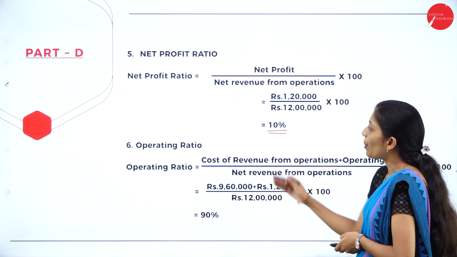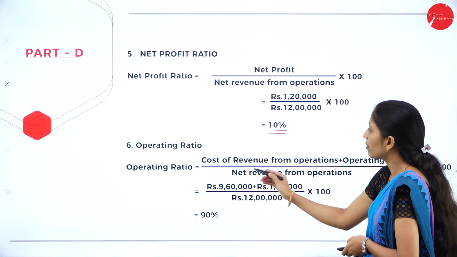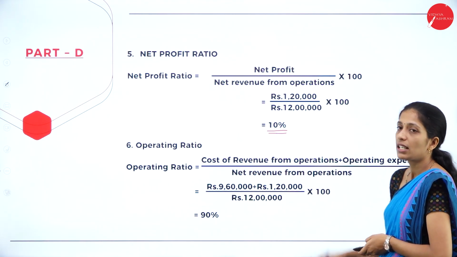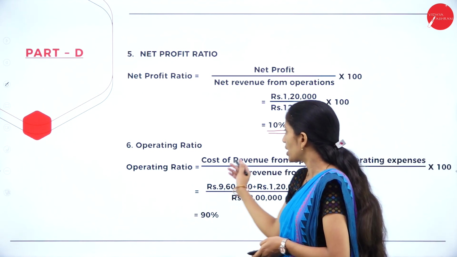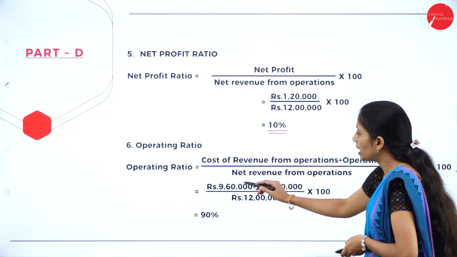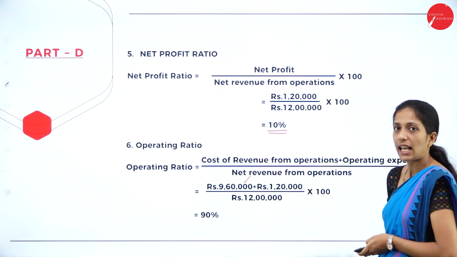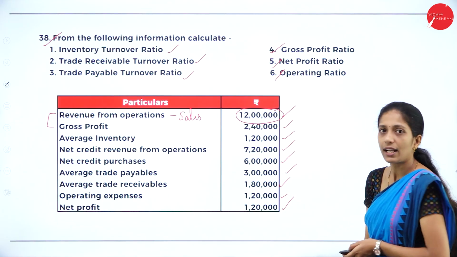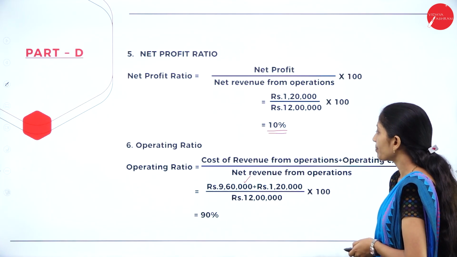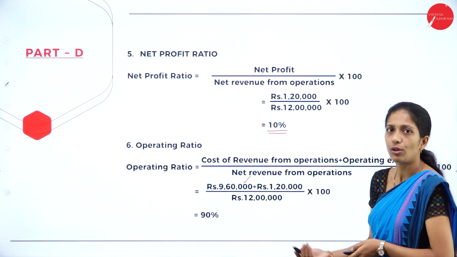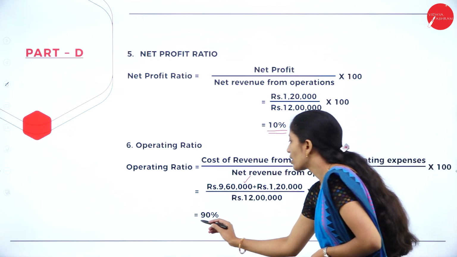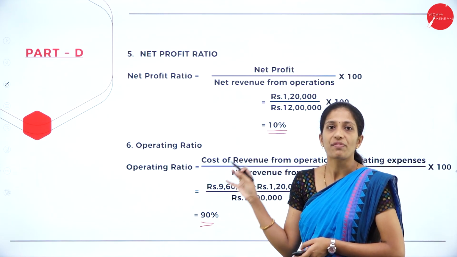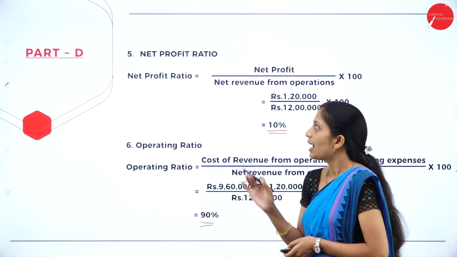Now what is the formula of operating ratio? Operating ratio is equal to cost of revenue from operation plus operating expenses divided by net revenue from operation into 100. So what is cost of revenue from operation? That is 9,60,000. Operating expenses they have given here, 1,20,000, divided by net revenue from operation, we know that is 12 lakh, into 100. So we'll get 90%.